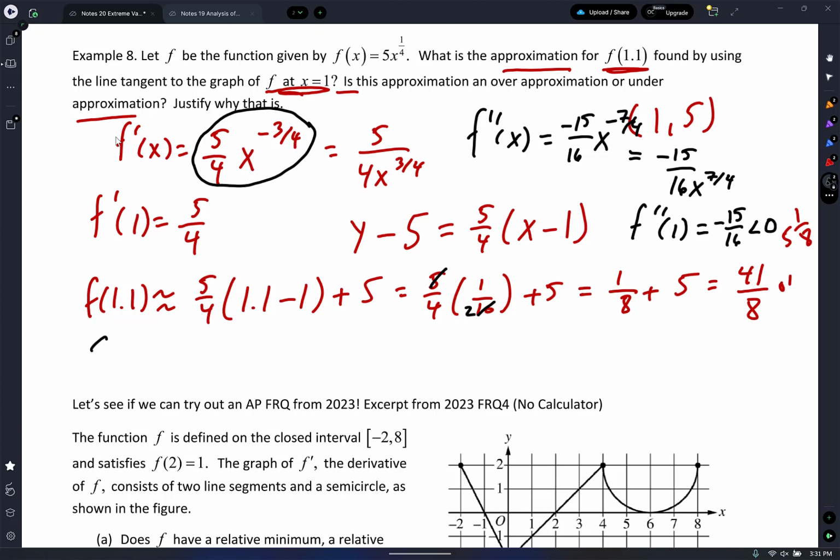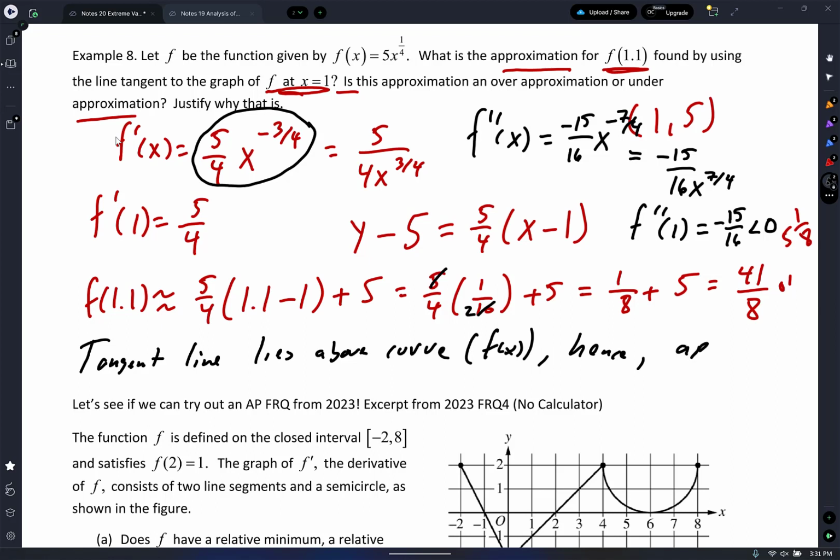So you're going to say, since... you know what? Let's just go right to the answer, because we're all tired. I mean this. Tangent line lies above curve. Above curve, above f of x, hence, approximation.